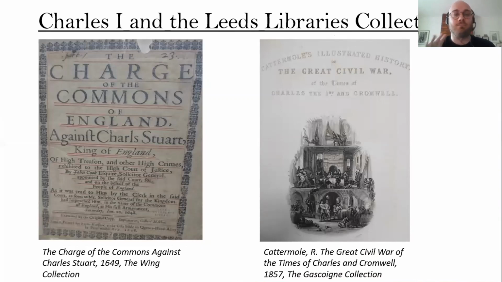I've just chosen two, which are my complete favourites. The first one on the left-hand side is from our Wing collection. And the Wing collection is a series of Civil War tracts, which are letters, pamphlets, and books from 1640 to about 1700, which covers this English Civil War period. And so these are contemporary items that describe what happened during the English Civil War. And so the item that we have here is the charge of the Commons against Charles Stuart from 1649.